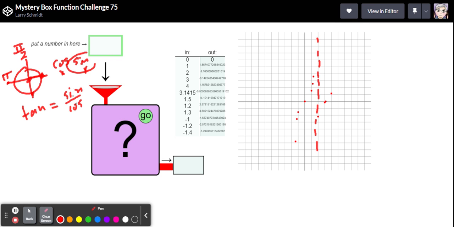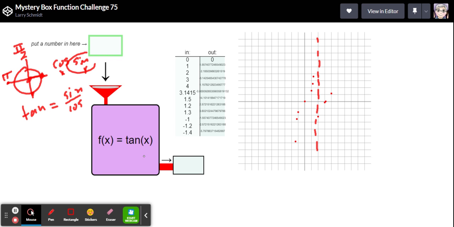At 0, the sine is 0. It doesn't matter what the cosine is. It happens to be 1 there, but 0 over 1 is going to be 0. At pi, sine is 0, so whatever the cosine is, which is -1, it's still going to be 0. So I'm pretty sure this is the tangent function. Let's reveal, see if we got that. Yeah, and there it is, the tangent of x.